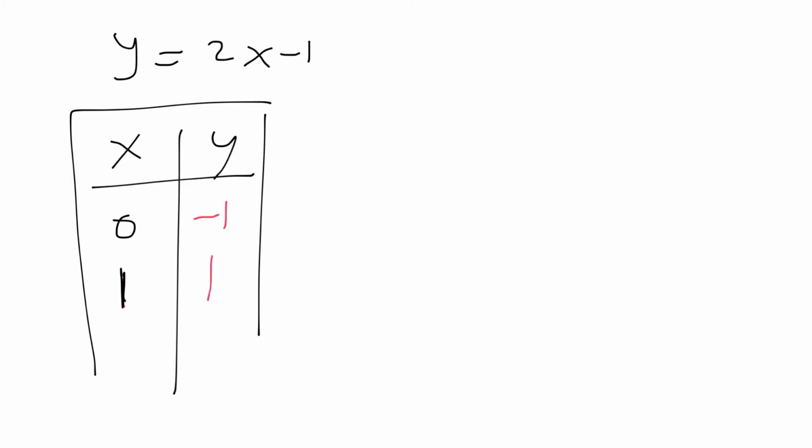You can also choose, you can keep going like this. You can choose 2 and 3 and 4 and so on. But notice an important point here. You calculated, maybe you're not aware of it, this point is actually when x is 0. This is the y-intercept, right?